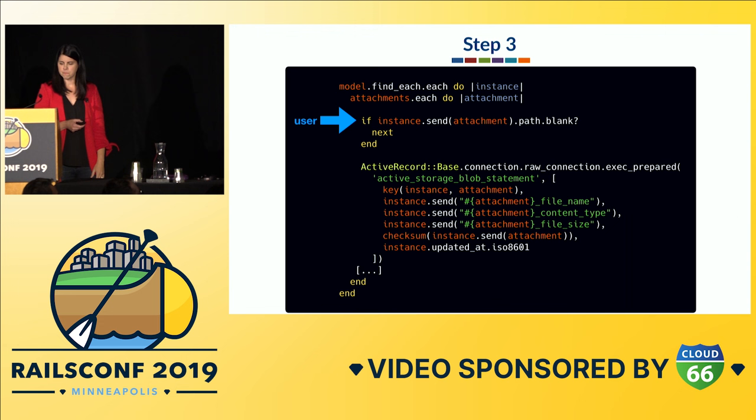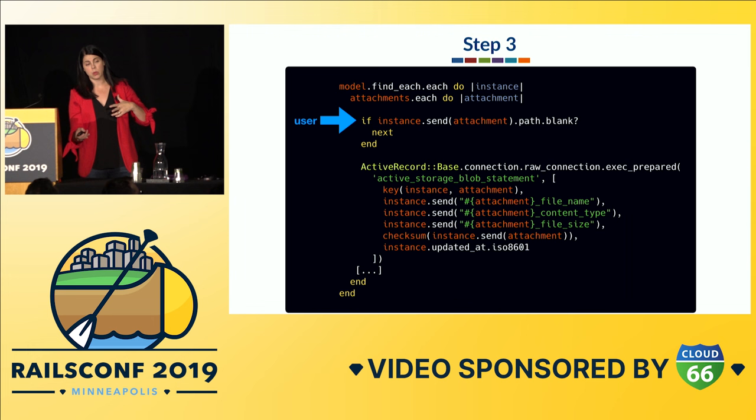And as a side note, what I wanted to share: if you only have one or two models with attachments, or one model with one attachment, you don't have to do all of this. You can just call out the model and the attachment name instead of looping through every single model looking for attachments.